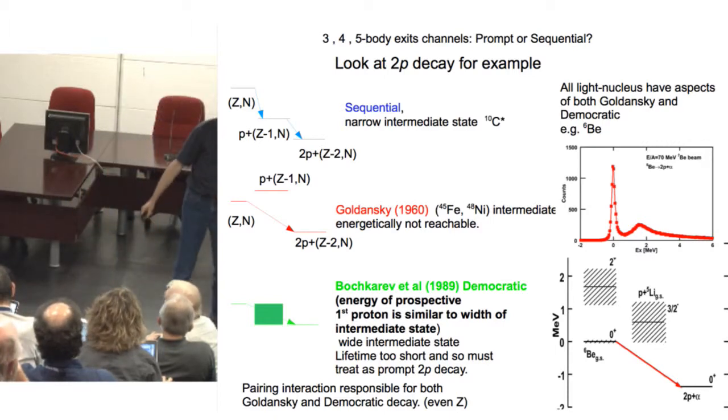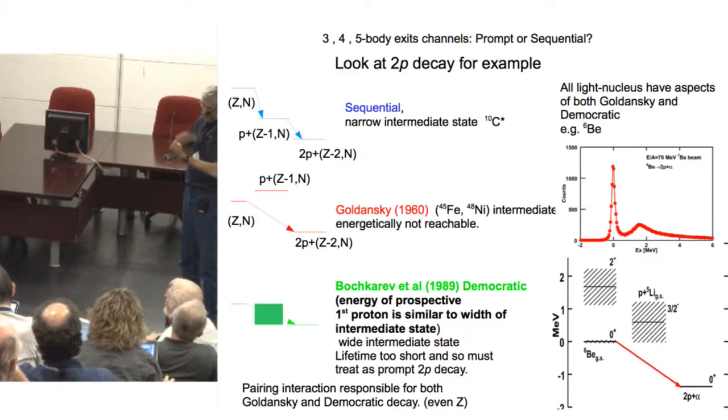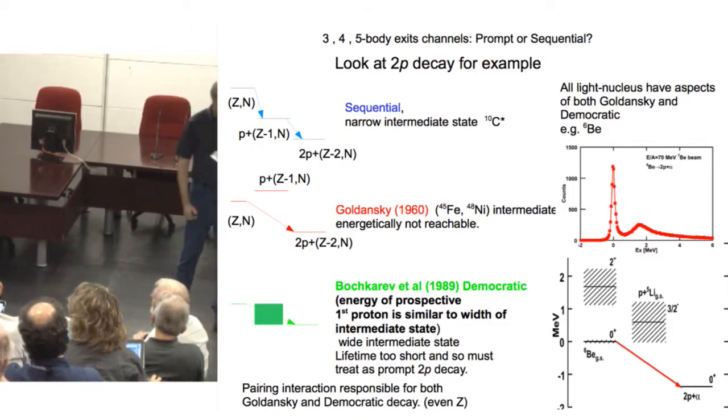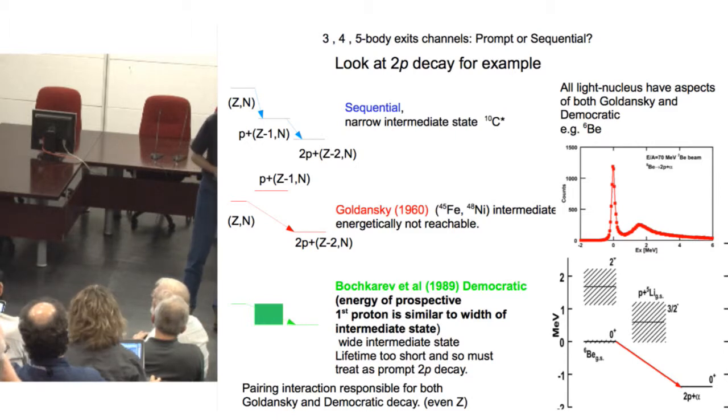Basically, if the first proton comes out slowly, and the intermediate state is wide, so the second proton comes out straight after it, then the two protons are going to interact, and you have to really describe this as a three-body decay.